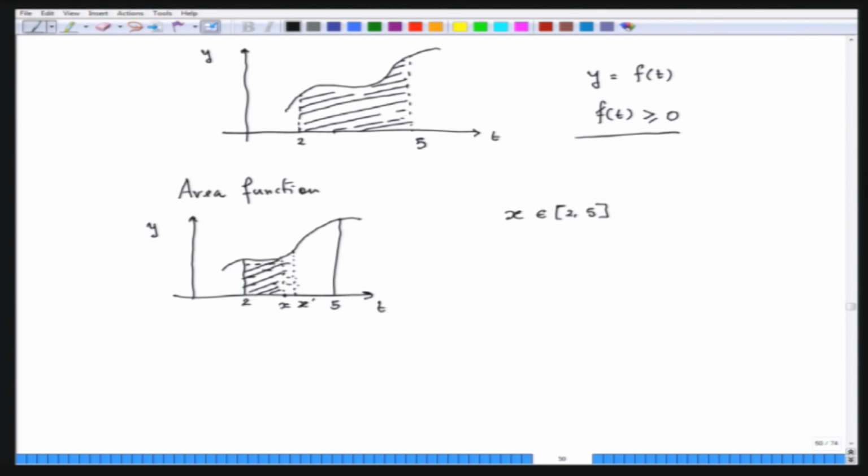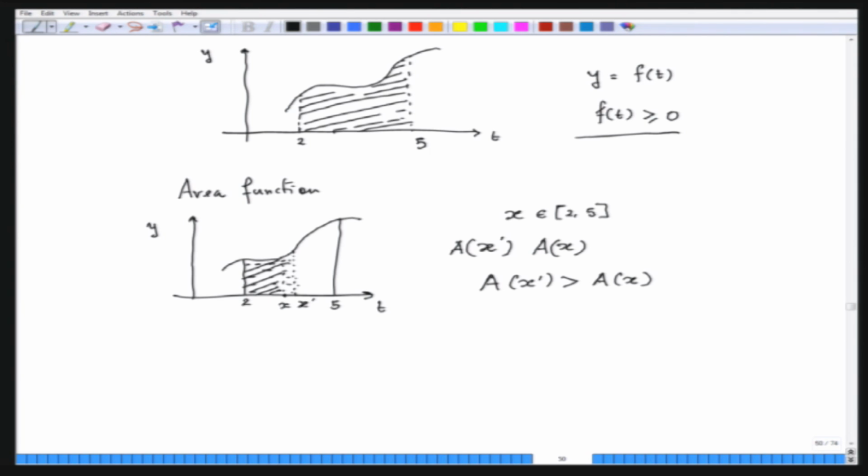So, you have added a bit more mass to this new area. What happens is, at x dash and x, let A be the area function which gives you the value of the area from 2 to x. So, A of x dash is this. Of course, you can see that A of x dash is strictly bigger than A of x.